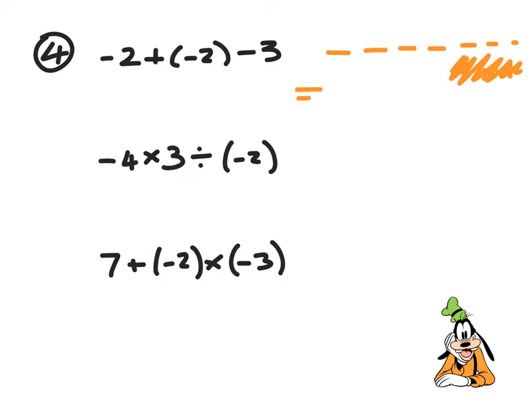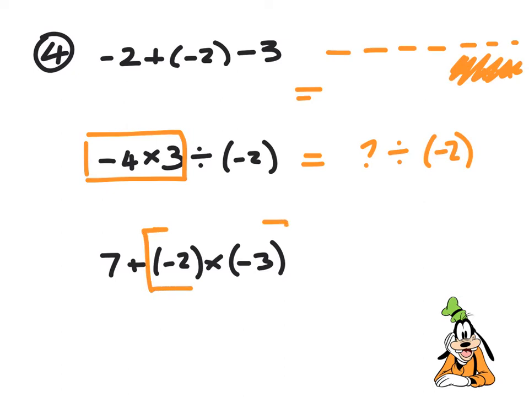The second question, we're going to do the negative 4 times negative 3 first of all. So the negative 4 times 3 gives us an answer, which we're then going to divide by negative 2. And then the last one, BODMAS, tells us we're going to do the multiply first. So it's going to be 7 add whatever the answer to negative 2 times negative 3 is.